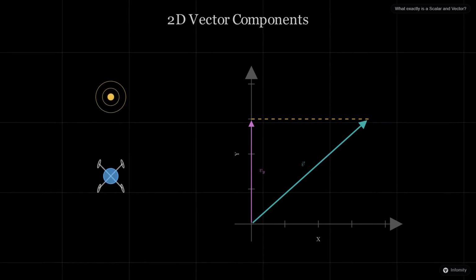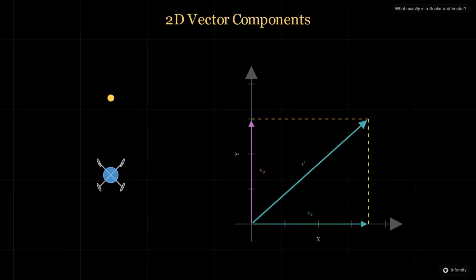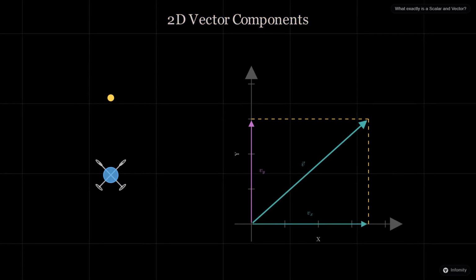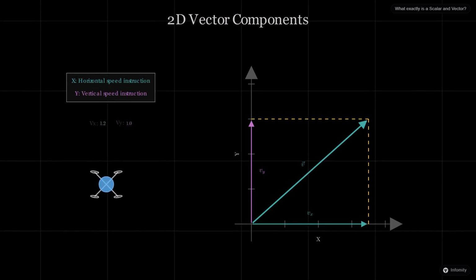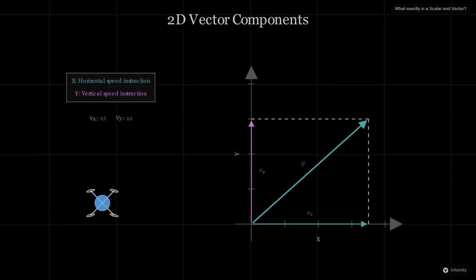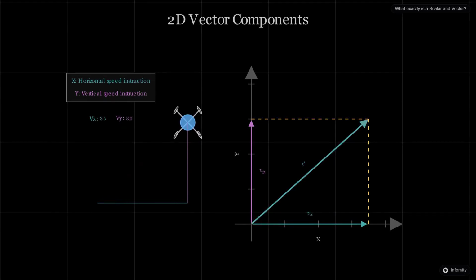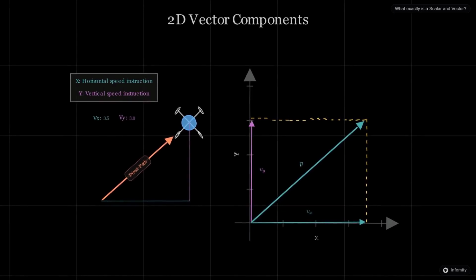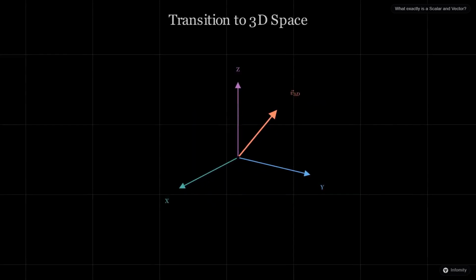Recall our drone navigation beacon. Most explanations stop here. We must see how components interact. These components act as independent instructions. The x component commands horizontal speed, while y commands vertical speed. Together, they combine into a single direct flight path. But what happens if we fly upward into 3 dimensions?